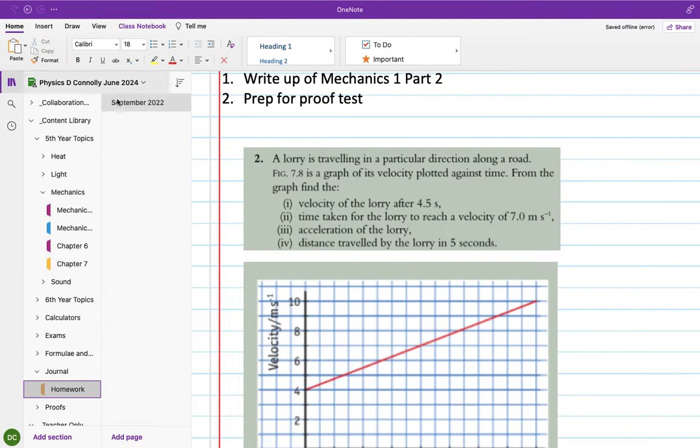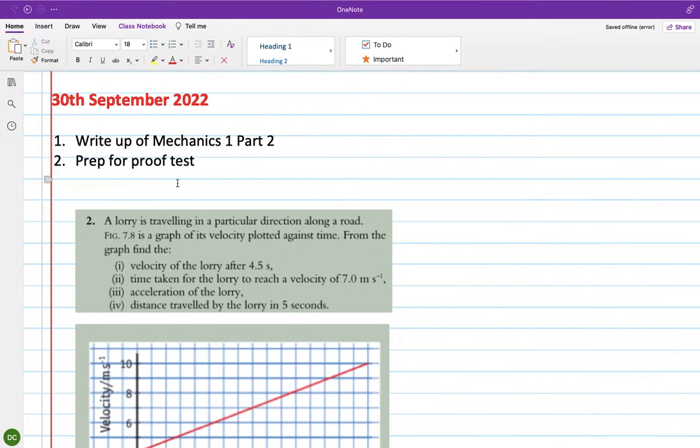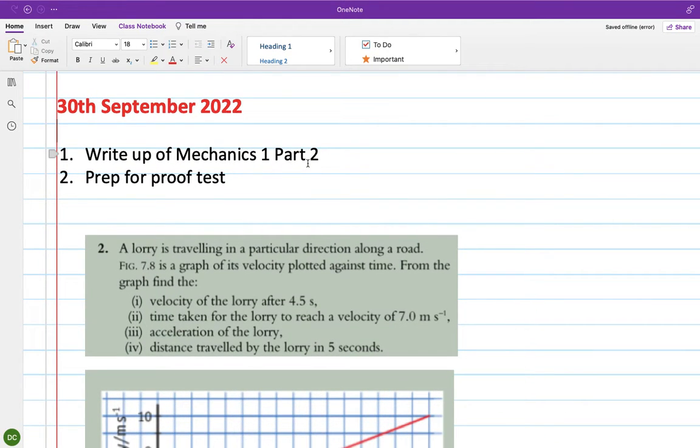Right, so the write up for Mechanics 1 Part 2, which is the acceleration one, is due today. So if you have it, give it up there and leave it on the desk in the lab. If you don't, I will take it on Thursday for correction. If it's not there on Thursday, negative points. Your proof test is on Thursday. So one proof on Thursday.